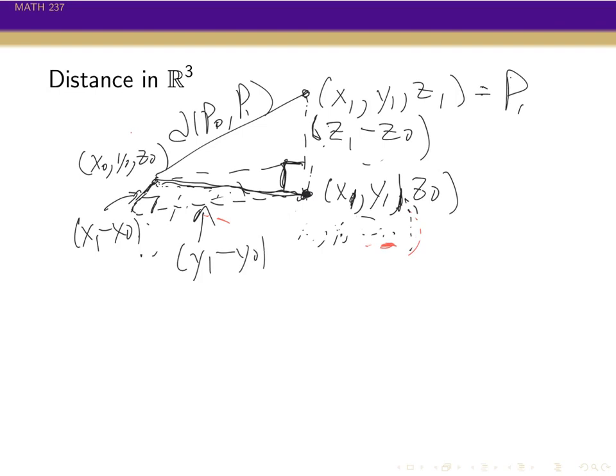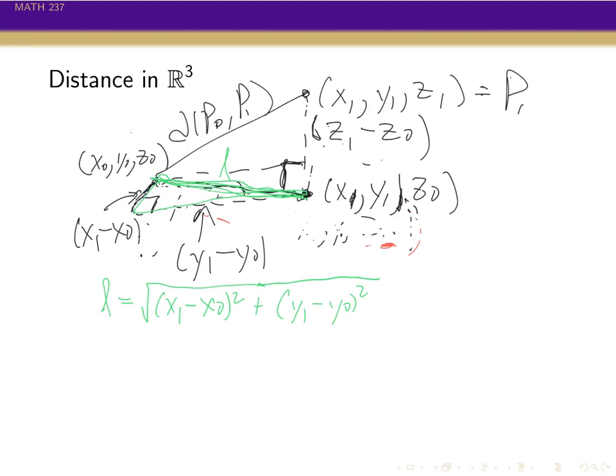And then this side that's now in green is the hypotenuse of that triangle. And its sides are x1 minus x naught and y1 minus y naught. And so this length here, let's call that L, using what we did for distance in R2, is going to be the square root of x1 minus x naught squared plus y1 minus y naught squared. Okay, so that gives us our length on the bottom.